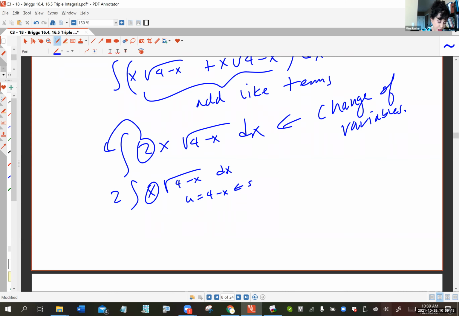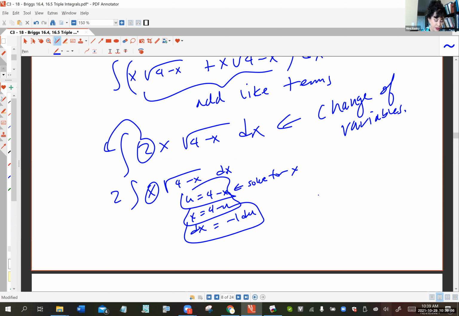Here, what you're going to do is you're going to solve this for x. So I'm going to add x to both sides and subtract u. Then you get your dx, which is -1 du. And then you substitute all 3 of these back into the integral.